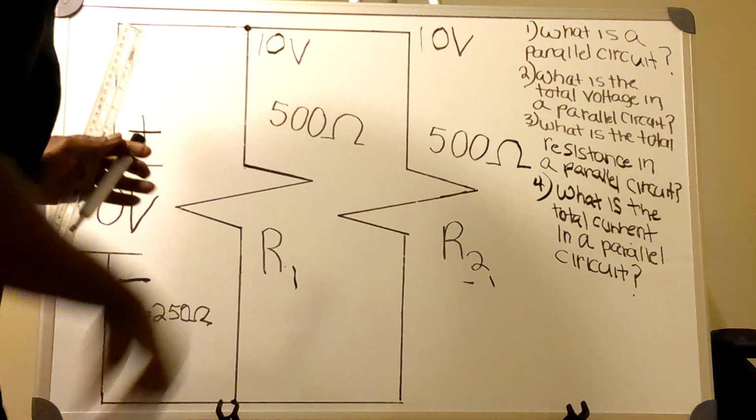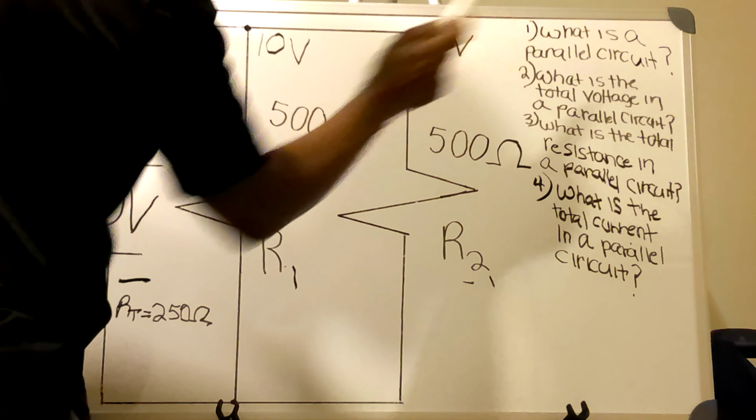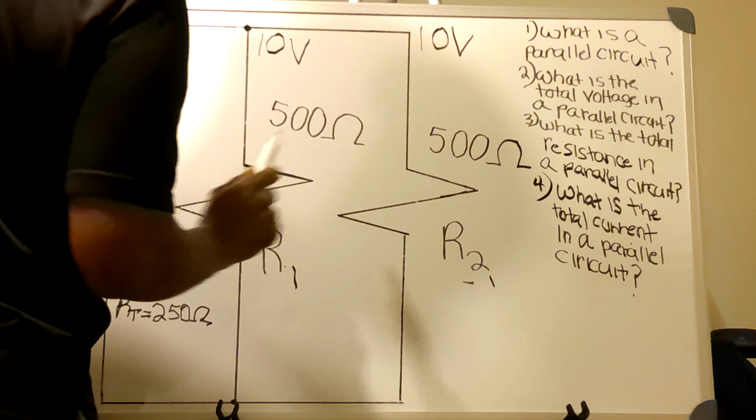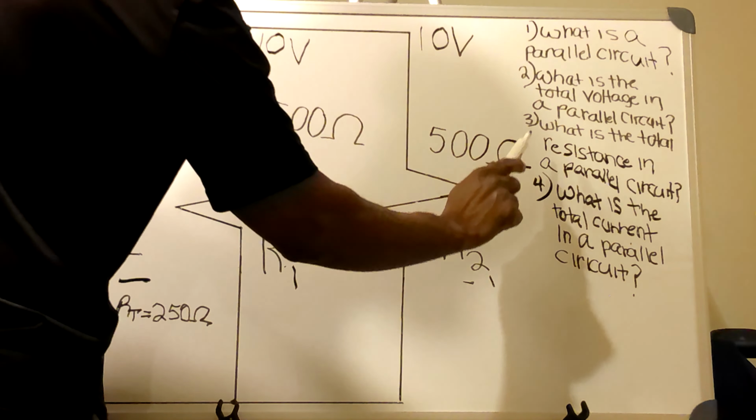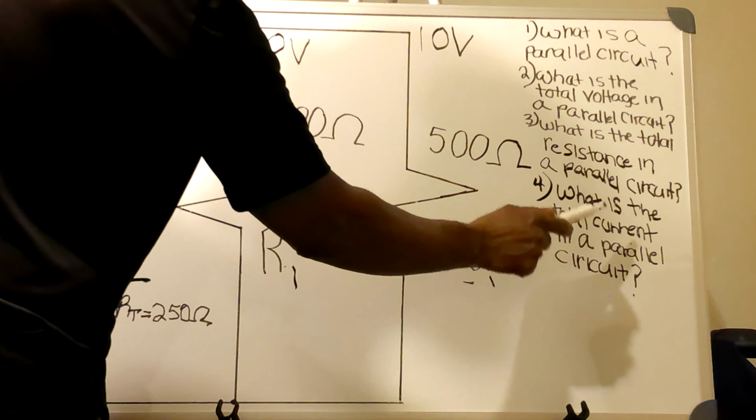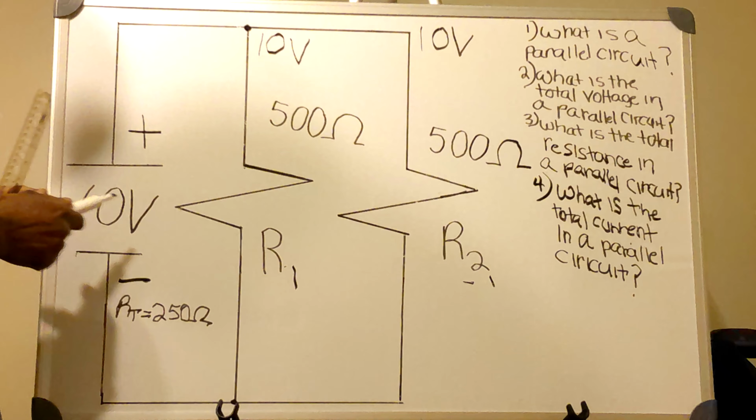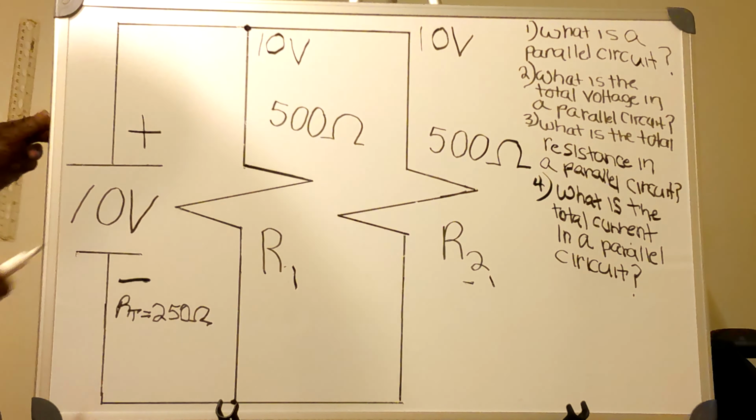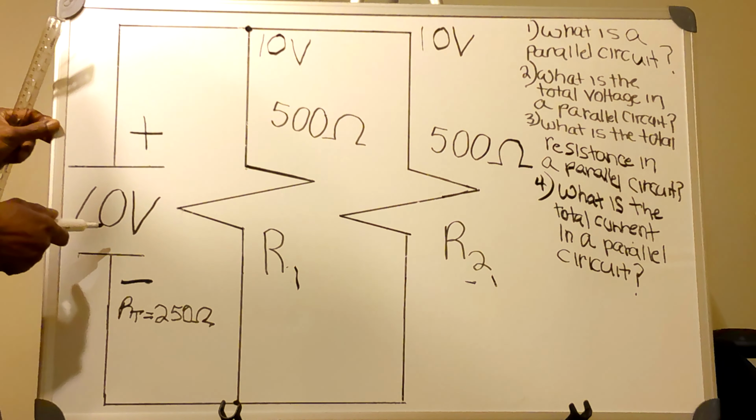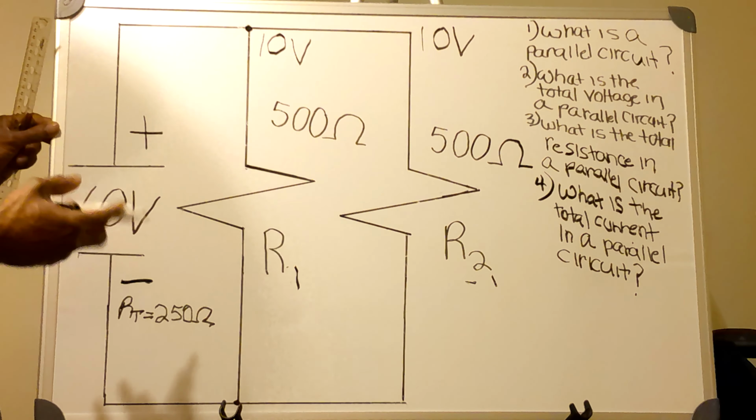Now, we've answered what is a parallel circuit. We've answered what is the total voltage in a parallel circuit. And we have answered what is the total resistance in a parallel circuit. Now, question number 4. What is the total current in a parallel circuit? The total current in this particular parallel circuit is the total voltage, which is 10 volts, divided by the total resistance, which is 250 ohms.